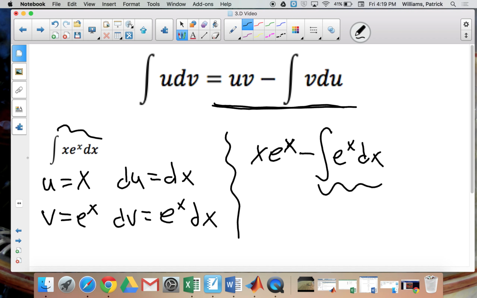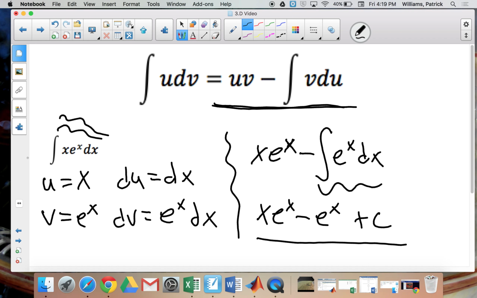So therefore, if we solve this integral, this will just be x e to the x minus e to the x, and now at the end we can add our plus c. So that would be the solution to this integral. And again, if you don't believe it, try taking the derivative of this solution. You'll end up with just x times e to the x. Remember that check that we always have to make sure we're doing this correctly, okay?